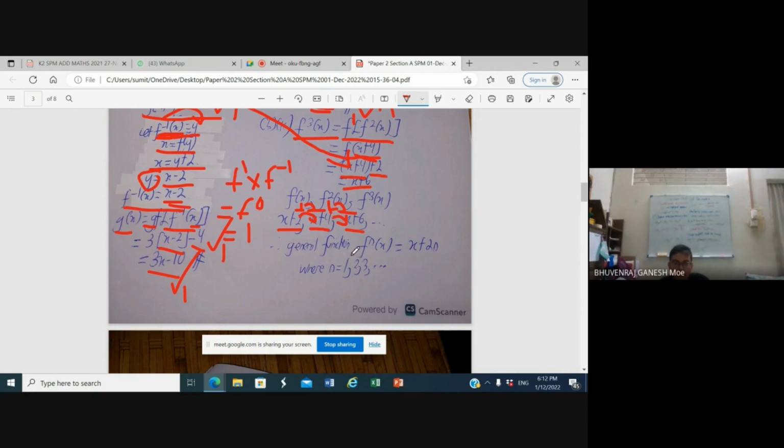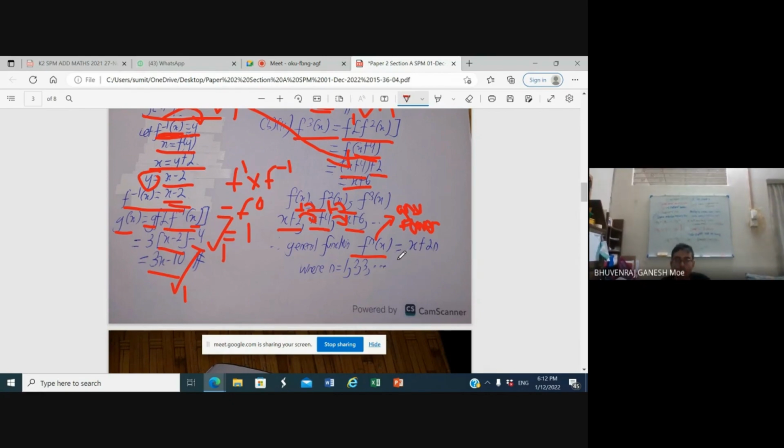And then you conclude lah. f power n. n can be any power you want lah. Any power you like lah. So they ask general form. Power. Okay, so f power n x is x plus 2n.